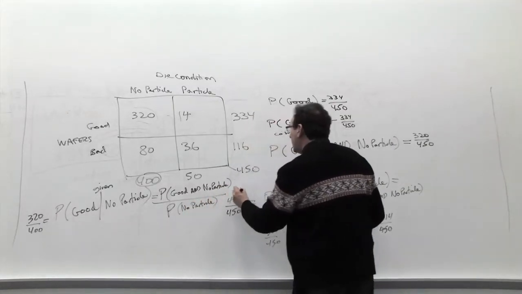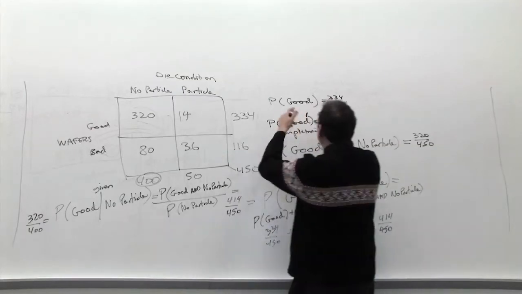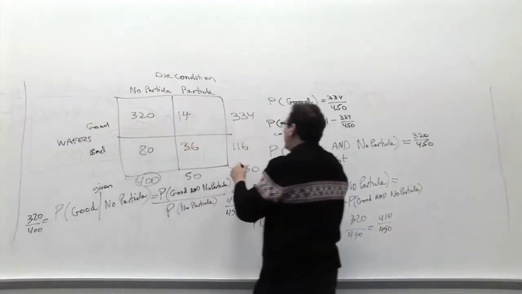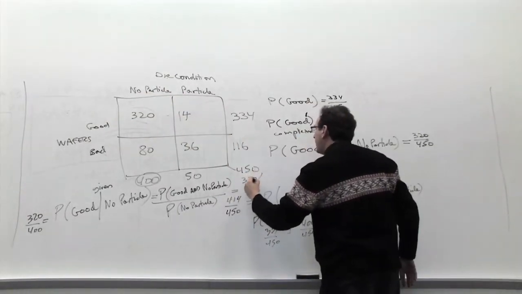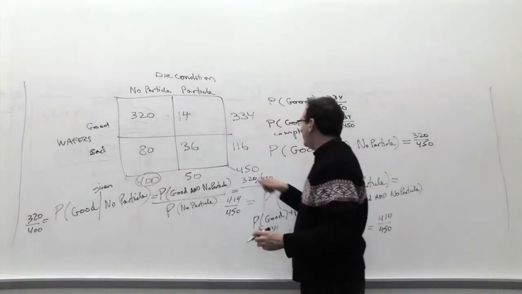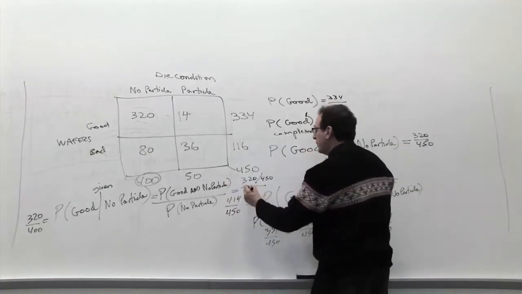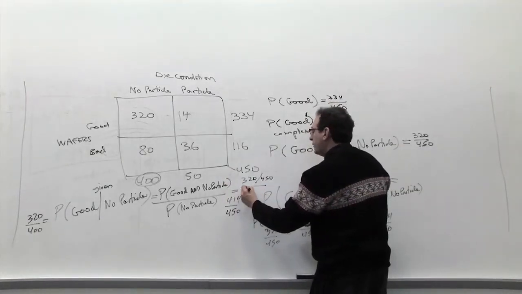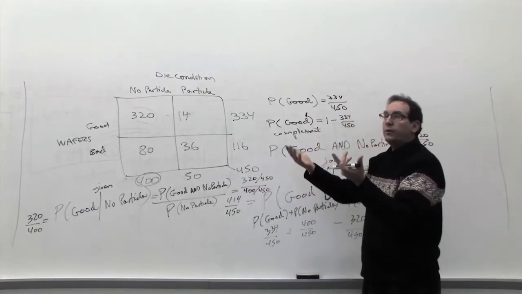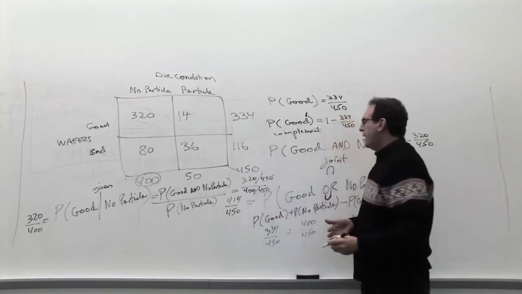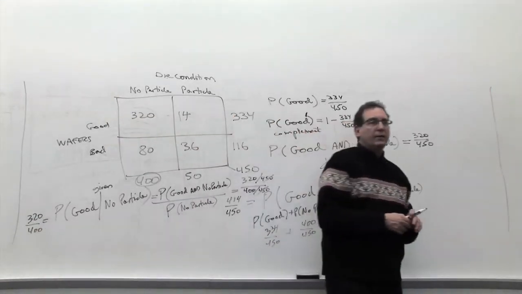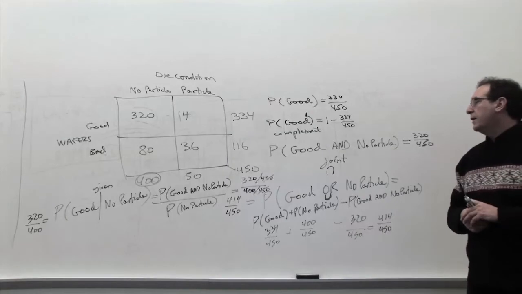Now, in terms of numbers, the top number was good and no particle. We said before, good and no particle was 320 out of 450. The bottom one is no particle, that's 400 out of 450. But again, there's no vertical line here, so we're not dealing with conditional, we're dealing with the whole sample space. When you invert and multiply fractions, this will eventually cancel. And the final answer is 320 out of 400, which is the same as the common sense answer. That's the next to the last formula of the chapter.